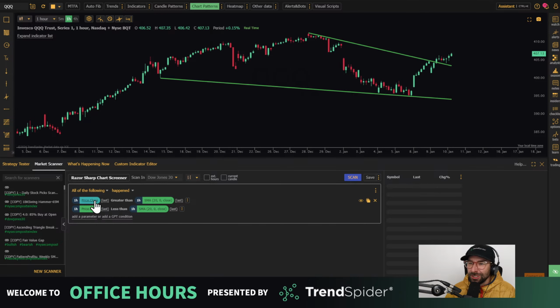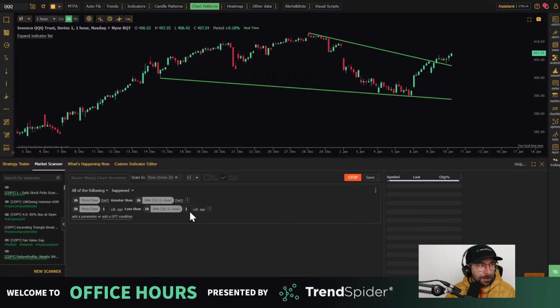So in the first condition, we've got price close greater than SMA. And in the second condition, we say price close less than SMA. What we want to do is define the close less than the SMA as happening one candle ago, and the price closing greater than the SMA as happening on the current candle. And so we can turn the current candle toggle on. I could run this scan. Let's see if anything's coming up in the Dow 30. It's a pretty small list, so we may not get anything. We'll see.